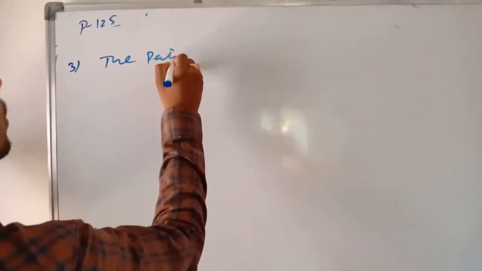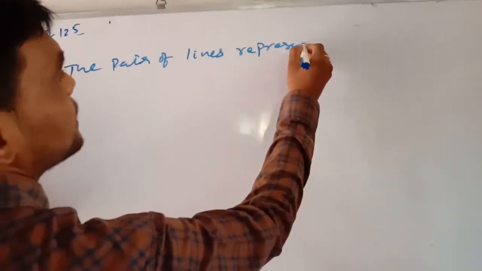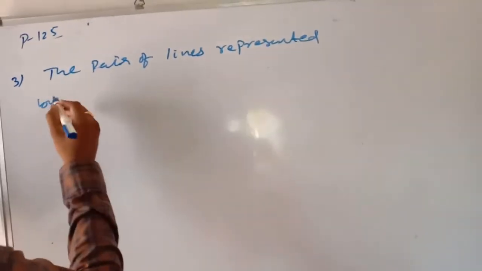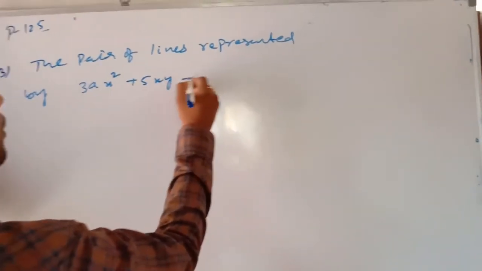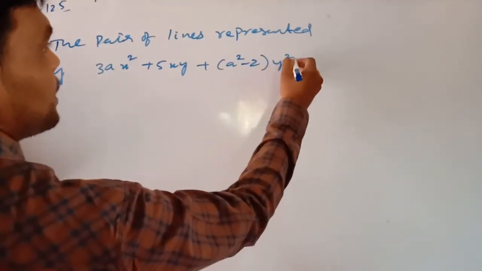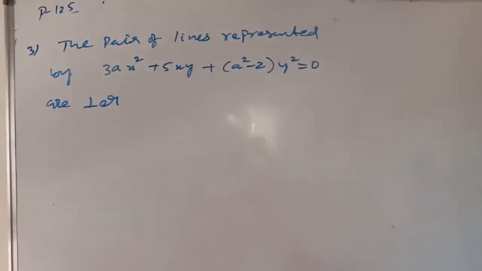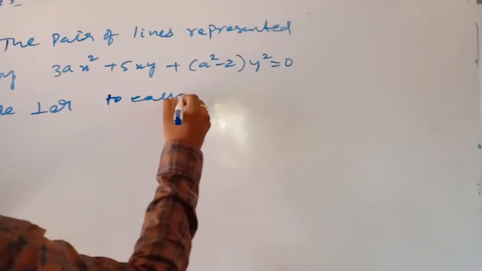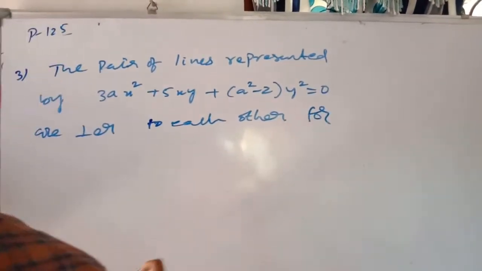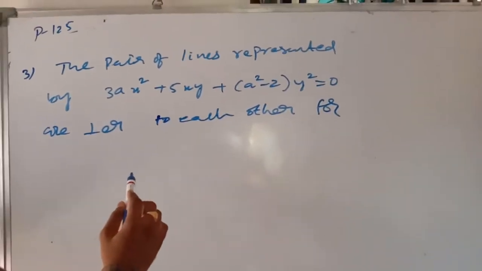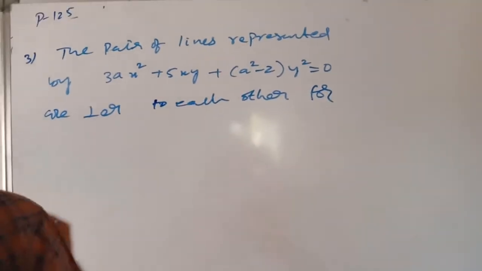The pair of lines represented by 3a x square plus 5xy plus a square minus 2 into y square is equal to 0 are perpendicular to each other for first answer, two values of a, and second option is for all a, and third option for one value of a, and fourth option for no values of a.